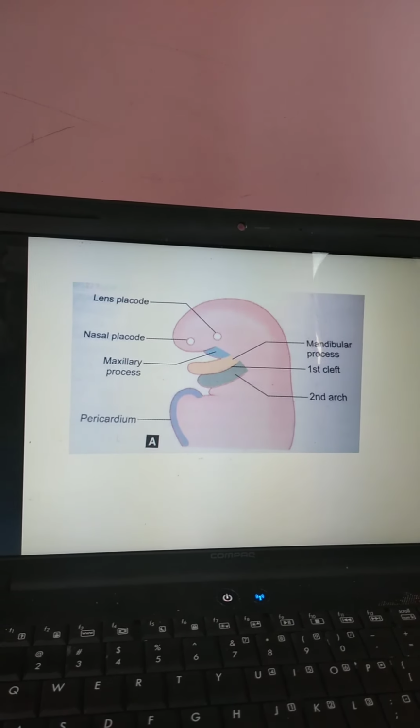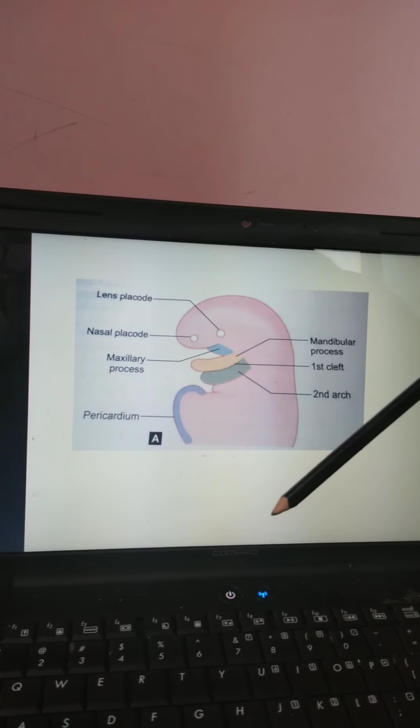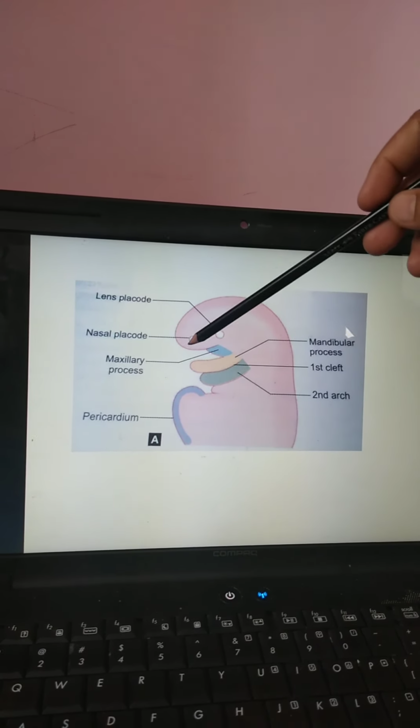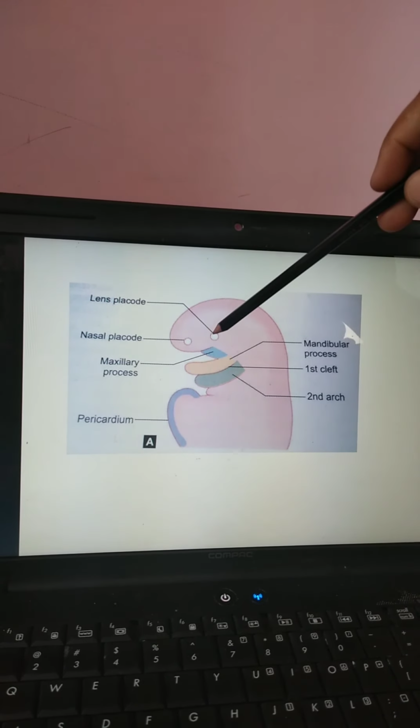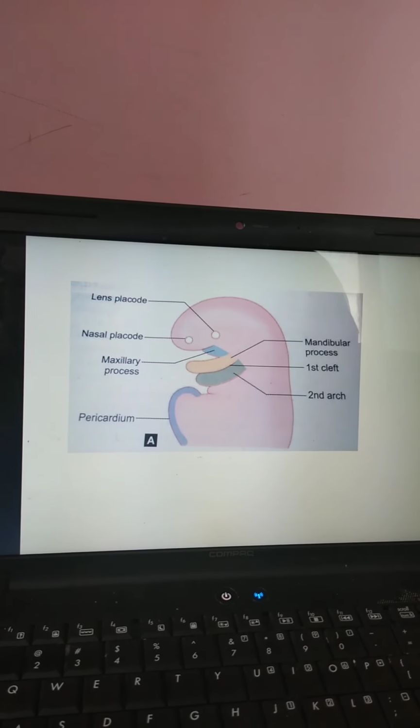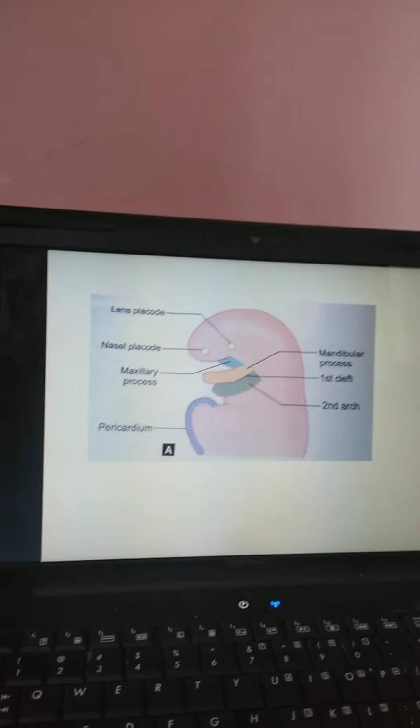While narrowing of the frontonasal process occurs, the nasal cavities come close to each other by the narrowing of the frontonasal process. The eyes of the two sides also come close to each other.